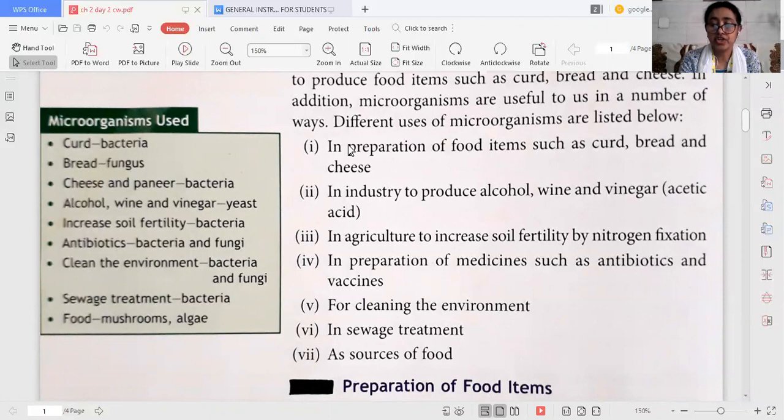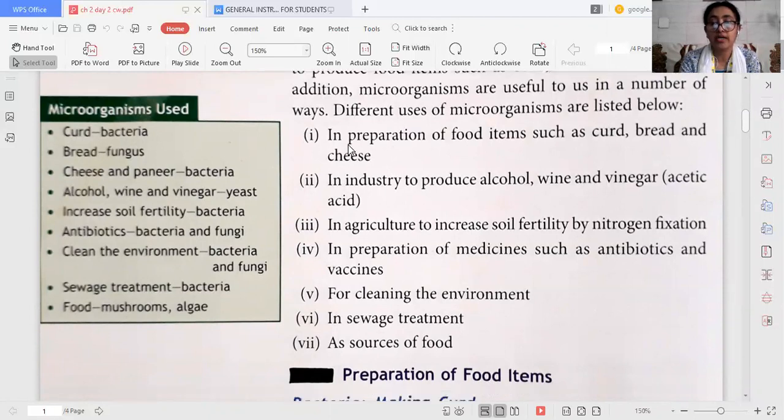Second, in industry to produce alcohol, wine and vinegar. Third, microorganisms are also used in agriculture. How? In soil fertility. Do you remember nitrogen fixation? In leguminous plants, what is present in the root nodules? Rhizobium bacteria, which help in nitrogen fixation and increase soil fertility. So microorganisms also help in agriculture to increase soil fertility.